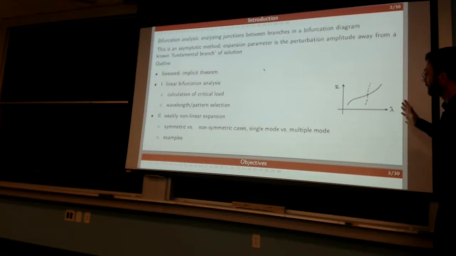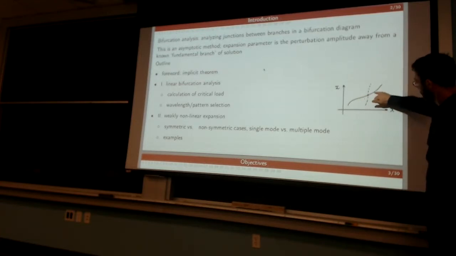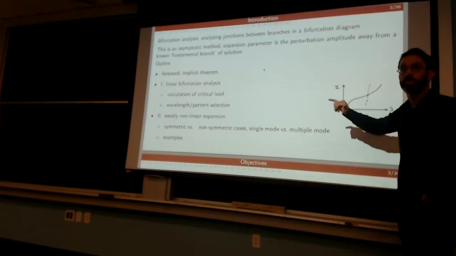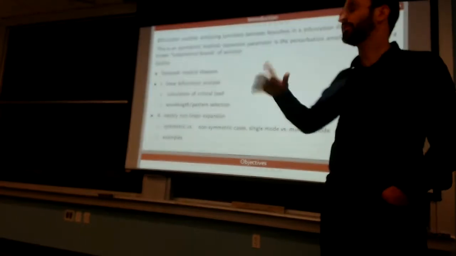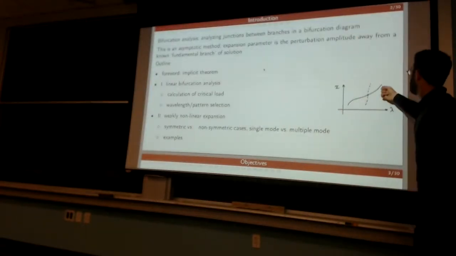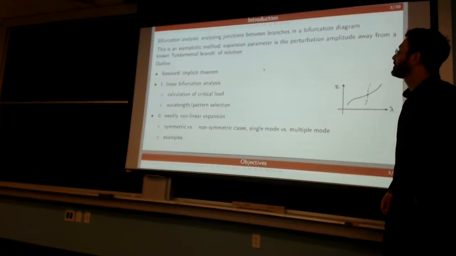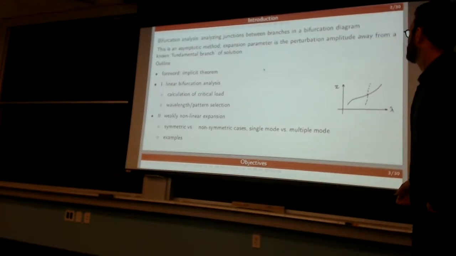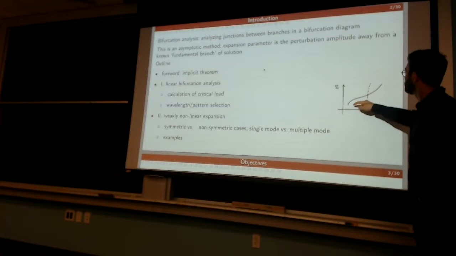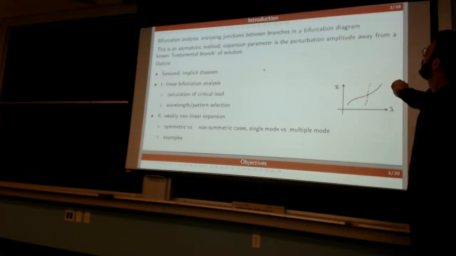And so what we will be concerned with today is identifying branches that cross this fundamental branch. We call it the fundamental branch. It's just the one we know. It doesn't need to be simple. It doesn't need to be anything. And today is really about finding crossings.